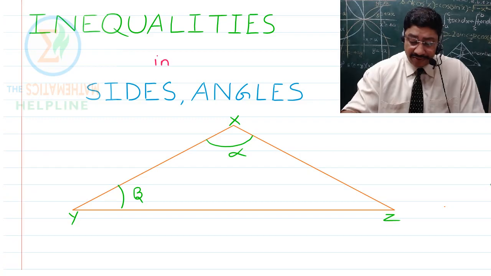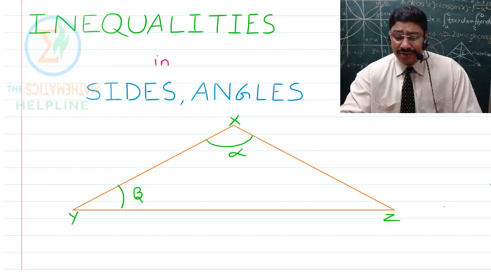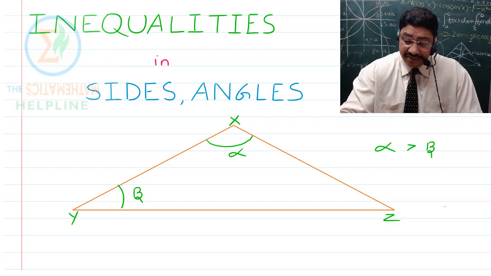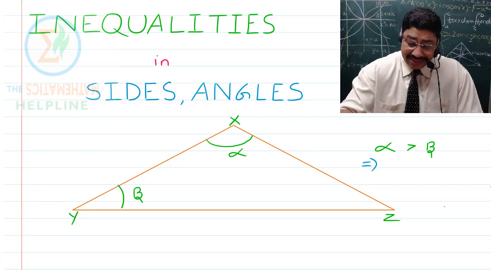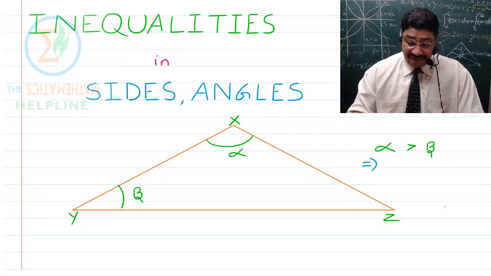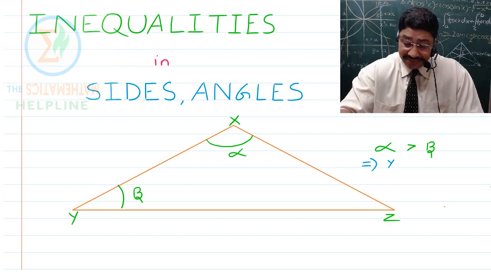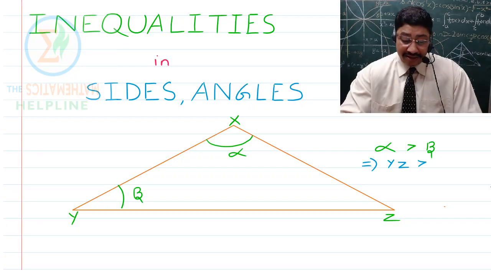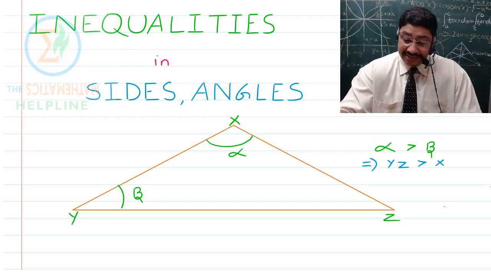y, z, right? So the theorem tells you that if alpha is greater than beta, then this further implies that the side which is opposite to the angle alpha, that is yz, is also going to be larger than the side which is opposite to the angle beta, that is xz.